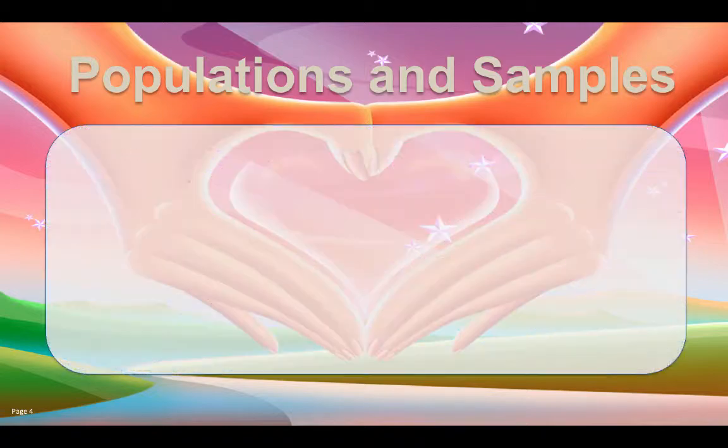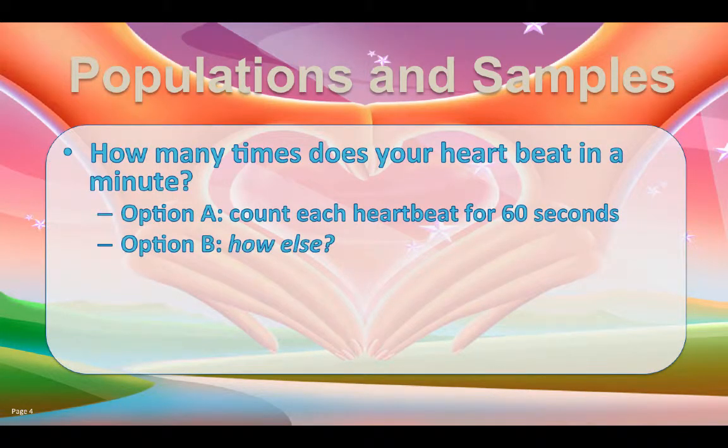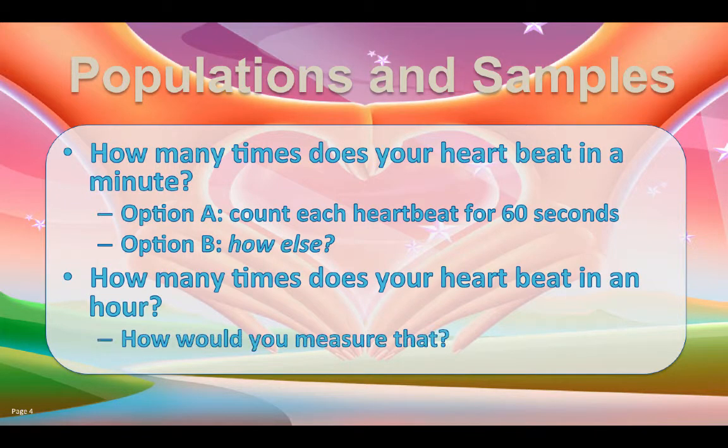If I want to know how many times your heart beats in a minute, I could count your heartbeat for 60 seconds. But how else could I measure that? How does your nurse calculate your heart rate? I could measure for 10 seconds and then multiply by 6. Or I could measure for 6 seconds and multiply by 10, or 15 seconds and multiply by 4. But what if I want to know how many times your heart beats in an hour? How could I measure that?